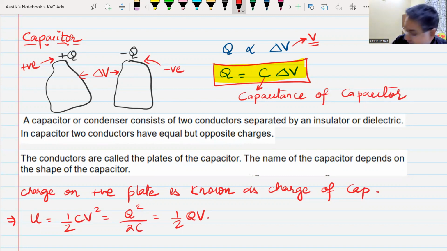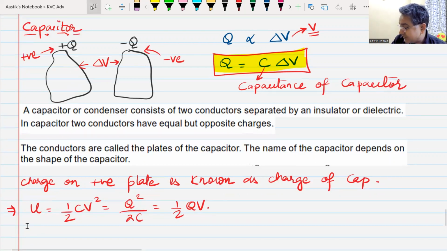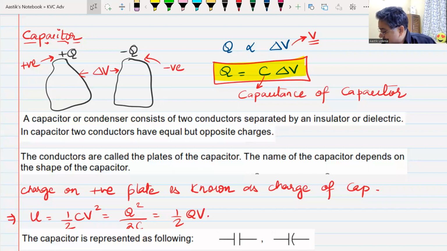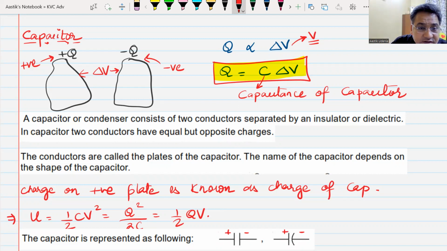Now this capacitor, if you want to represent it, it will be represented by two parallel lines. One of the parallel lines can be marked plus, the other minus. Plus minus indicates the positive and the negative plate. Do we understand this? Yes, sir. I'll give you 2 minutes to note this down.